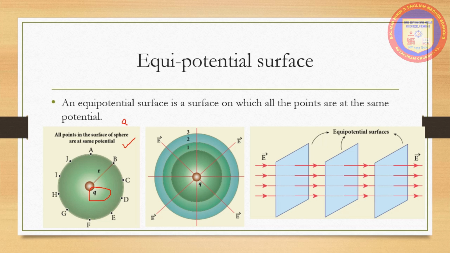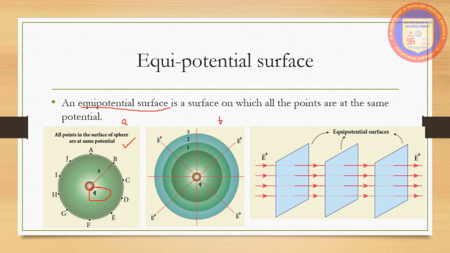So what is an equipotential surface? An equipotential surface is a surface on which all the points are at the same potential. For a given point charge, the equipotential surfaces are concentric spheres, as shown in the second diagram. Each spherical surface is an equipotential surface, but the value of the potential is different for different spherical surfaces.